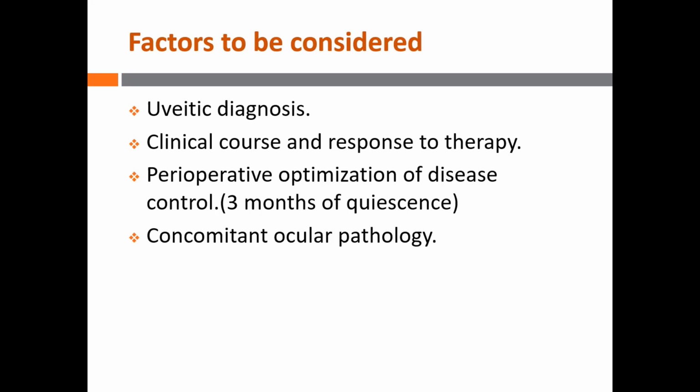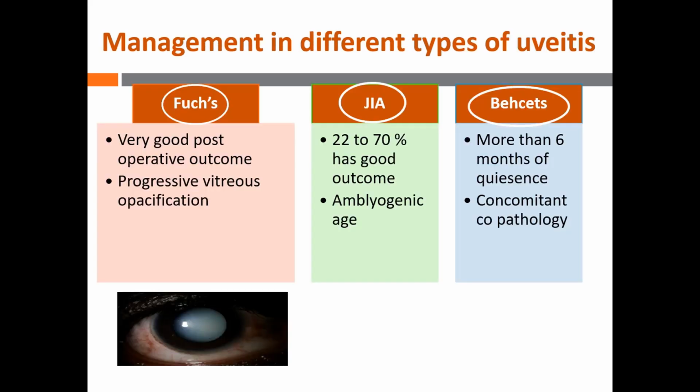And always look for concomitant ocular pathologies like optic nerve involvement and macular involvement. So you will predict what is going to happen and tell the patient that there may be suboptimal visual recovery before advising cataract surgery. As said earlier, the management is going to be different in different types of uveitis.